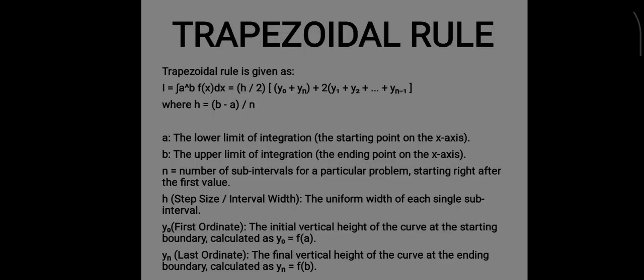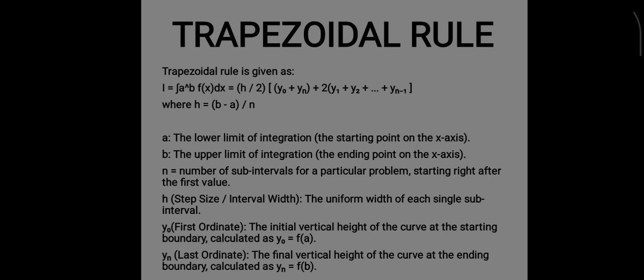If I represent the definite integral of a function of s, the trapezoidal rule is given as open bracket h divided by 2 close bracket multiplied by y subscript 0 plus y subscript n plus 2 open bracket y subscript 1 plus y subscript 2, and you keep adding up until you get to y subscript n minus 1. And h is equal to open bracket b minus a close bracket divided by n.